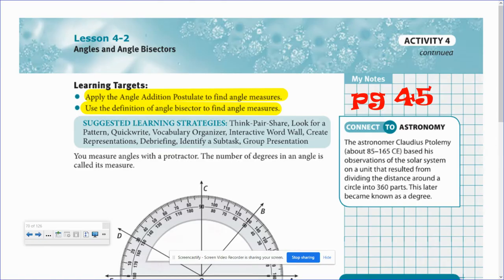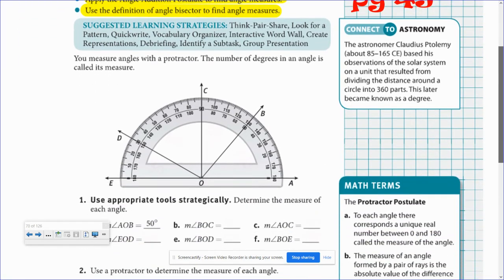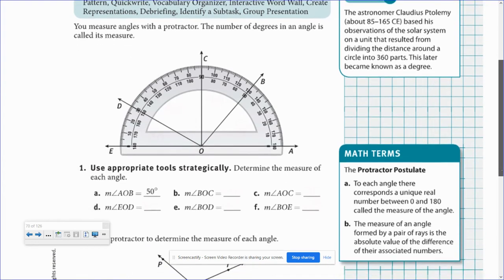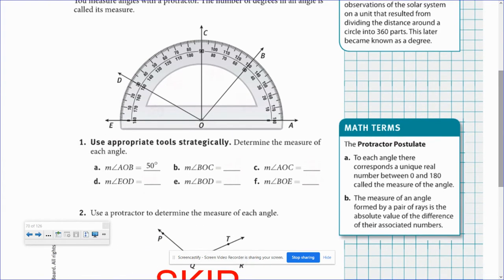So we are on page 45 here. And our goal today is to use some postulates and some vocab to find angle measures. You can measure an angle with a protractor. The number of degrees in an angle is called its measure. So I'm going to have you just do question 1 really quick on your own. They're telling you the measure of angle AOB is 50 degrees, so you're going to use that to find the rest of those angle measures. Try B through F really quick on your own, and then I'll go over the answers with you.